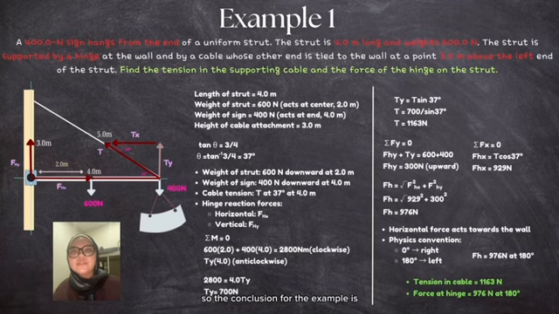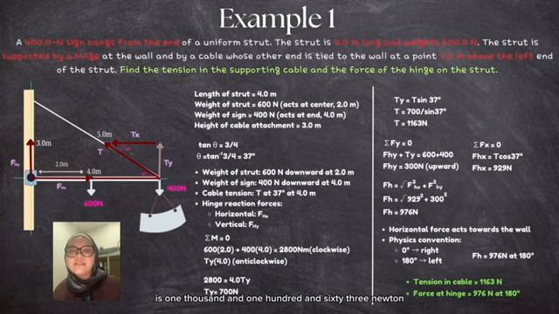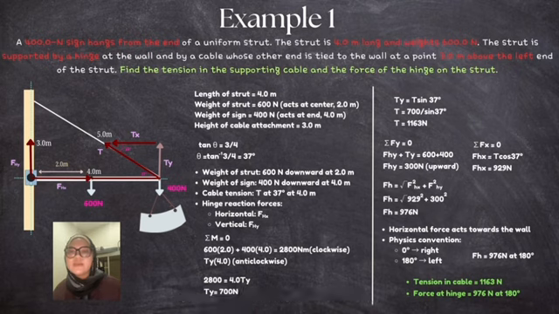So the conclusion for the example is the tension in the supporting cable is 1163 Newton, while the force acting at the hinge is 976 Newton at 180 degree. The system is in equilibrium because all forces and moments are balanced.